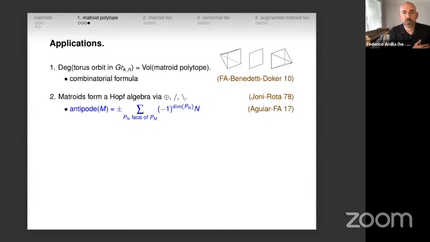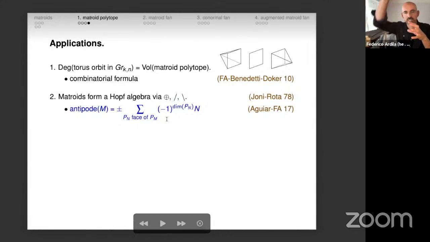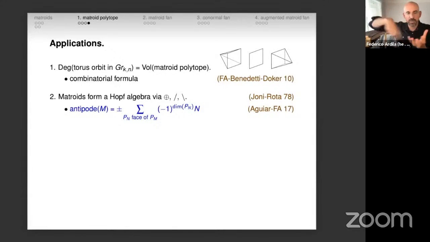And in work with Marcelo Aguiar, we finally were able to find the formula. What we found is that the insight that was missing is to think geometrically. It turns out that the antipode of a matroid is given by its polytope. So here I have some pictures of matroid polytopes. The antipode of a matroid is given by the matroid polytope minus its facets plus its ridges and so on. So it's basically the sum over all the faces of the matroid polytope, which themselves are matroids, and with alternating signs, they give you the antipode.